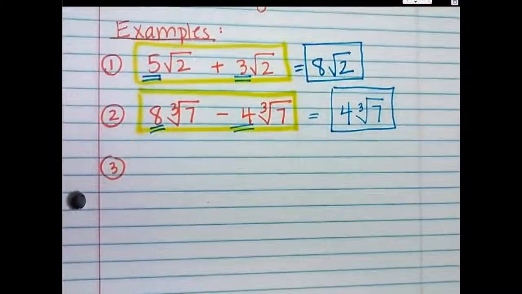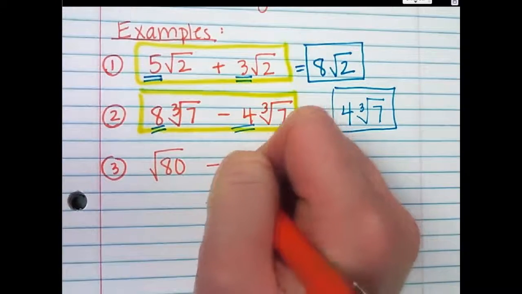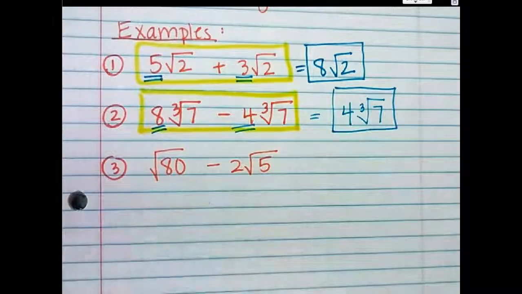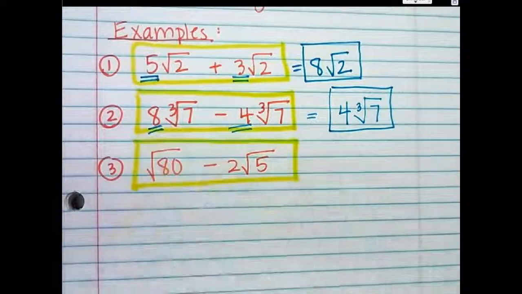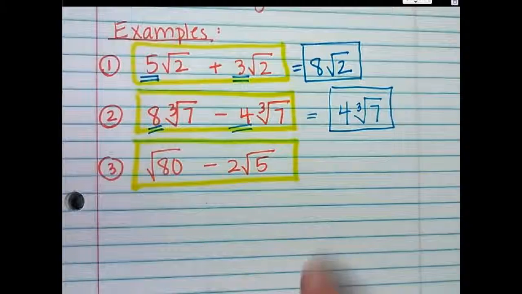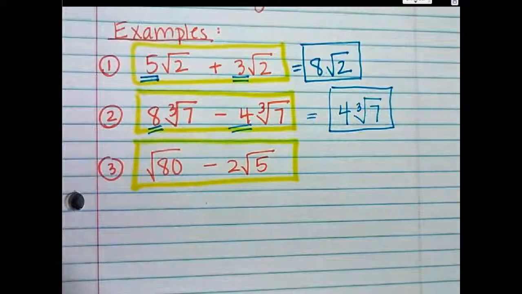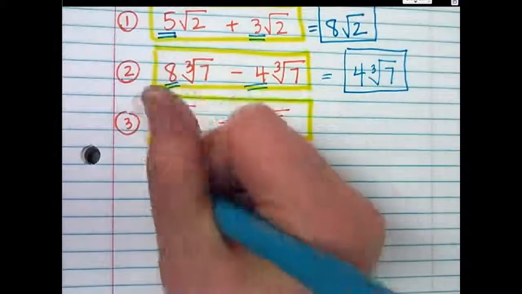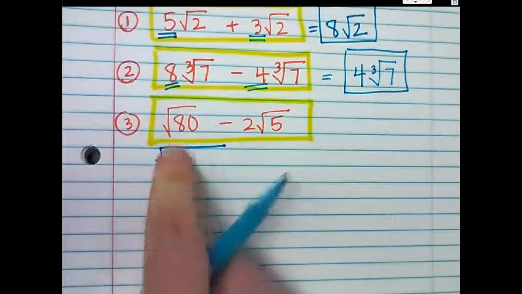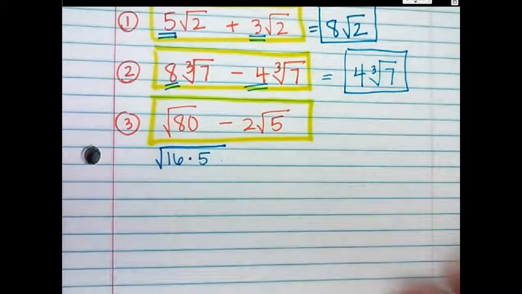Okay, number 3. So now we'll start simplifying a little bit. Square root of 80 minus 2 square root of 5. So right now they're not the same, but I can simplify this square root of 80. Anyone know what perfect square goes into 80? 16 times 5. Okay, so I just underneath it, I'm going to rewrite 80 as square root of 16 times 5.